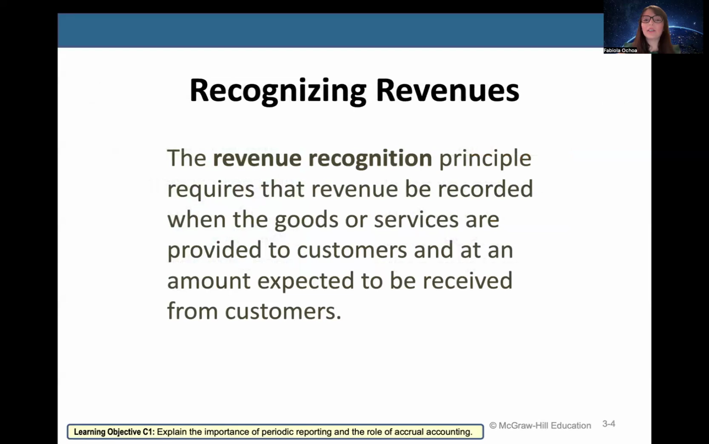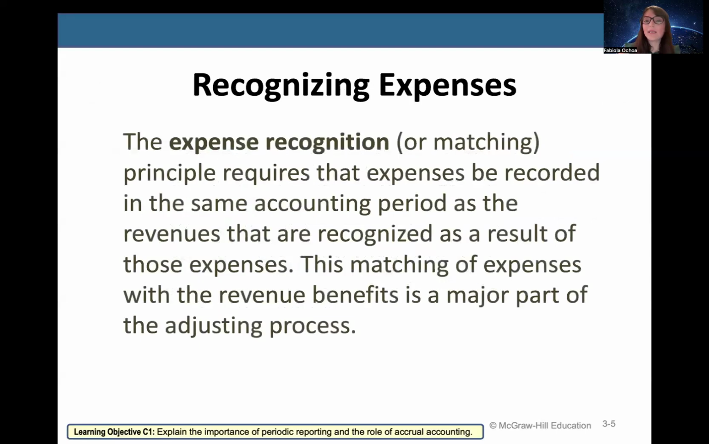Now, the revenue recognition principle requires that revenue be recorded when goods or services are provided to customers and at an amount expected to be received from customers. The expense recognition principle requires that expenses be recorded in the same accounting period as the revenues that are recognized as a result of those expenses. This matching of expenses with the revenue benefits is a major part of the adjusting process.